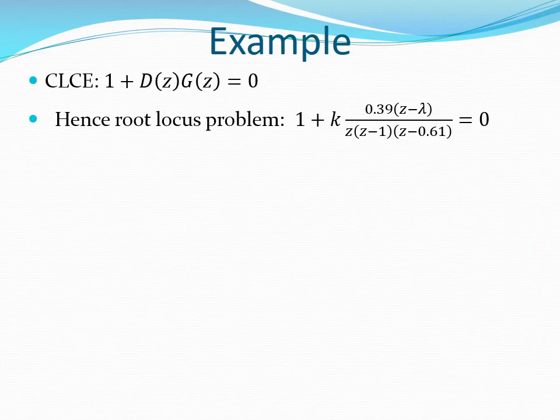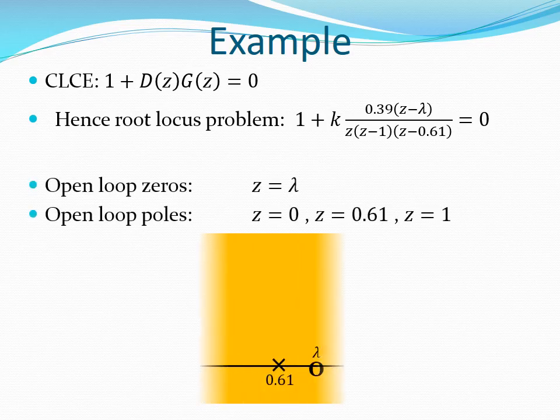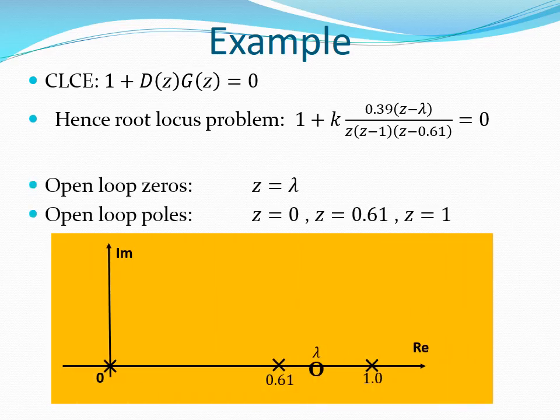From the closed loop characteristic equation of the system, the root locus problem for the system comes out as 1 plus K times 0.39 (z minus lambda) divided by (z minus 1) times z (z minus 0.61) equals 0. The open loop zero is at lambda. The open loop poles are at 0, 0.61, and 1. The illustration shows the open loop pole-zero map for the system.